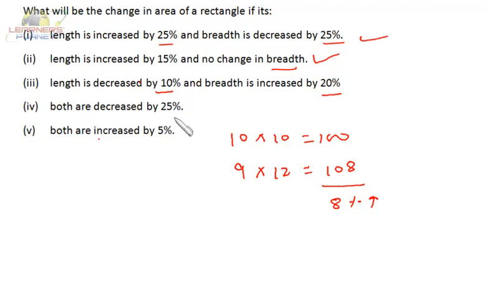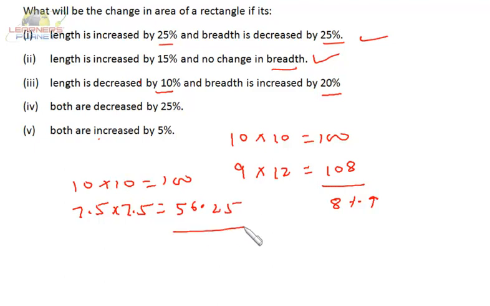Now both of them are decreased by 25%. It's 100. Now 7.5 into 7.5. What is the square of 75? It is 5625. So it is 56.25. Now what is the net decrease? You deduct 56.25 from 100, then it will be 43.75% downfall, isn't it?